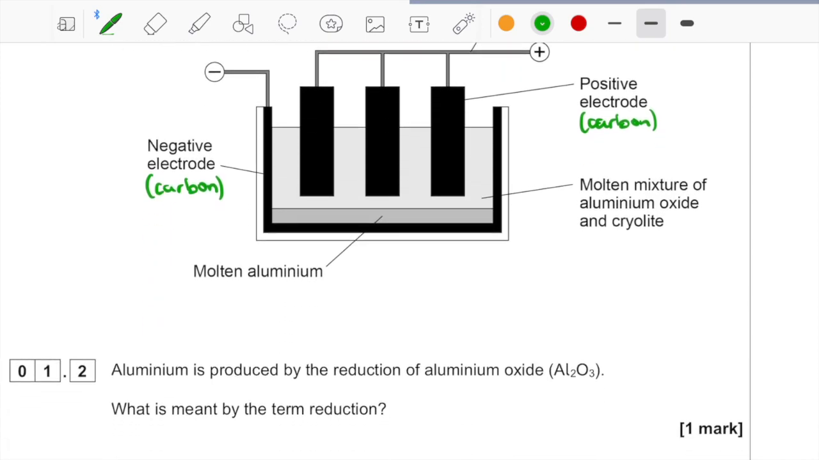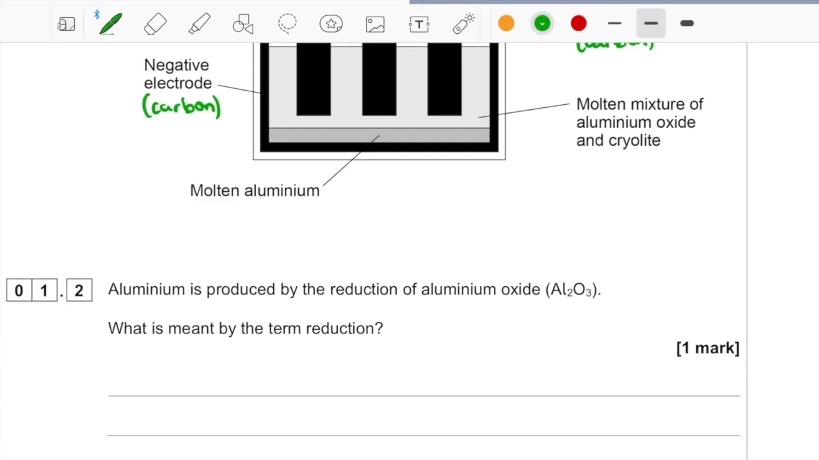All right. Now, the next question is: aluminium is produced by reduction. And then they ask what is meant by the term reduction. Now, there are two meanings of reduction, and they're both correct. One is more useful than the other.